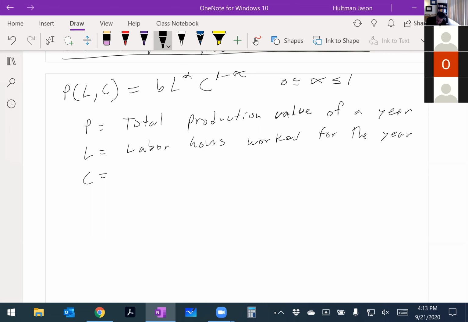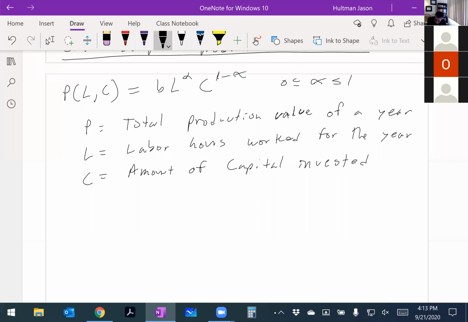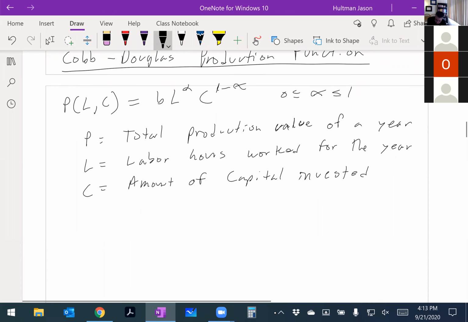And they have kind of an inverse relationship, and the amount of capital invested. I mean, the exponents have kind of an inverse relationship. But if you invest more capital, you're going to make more money. If you got more labor, you're going to make more money, more total output of production. And this is called the Cobb-Douglas production function.